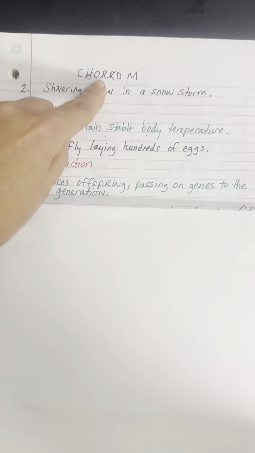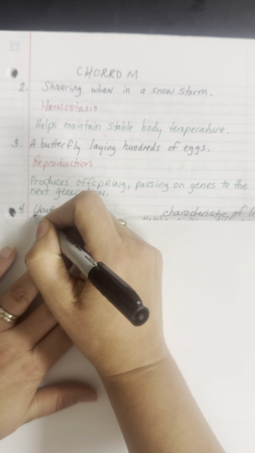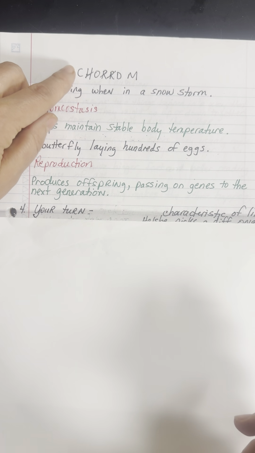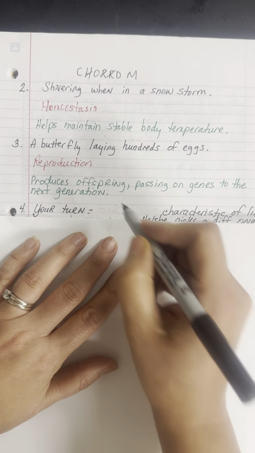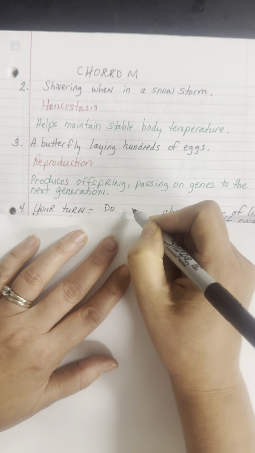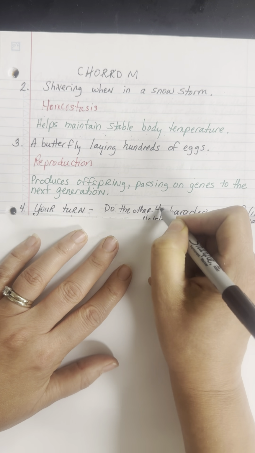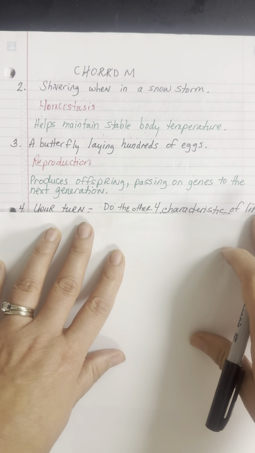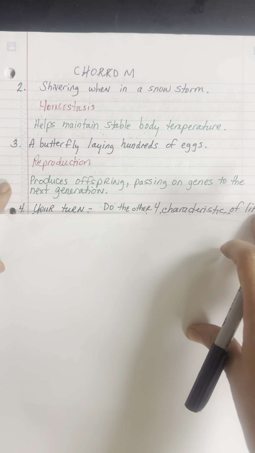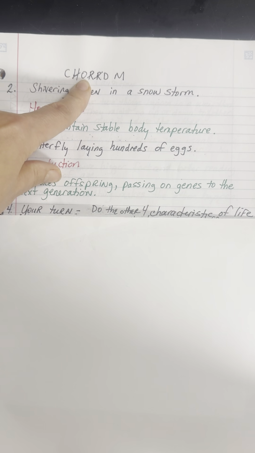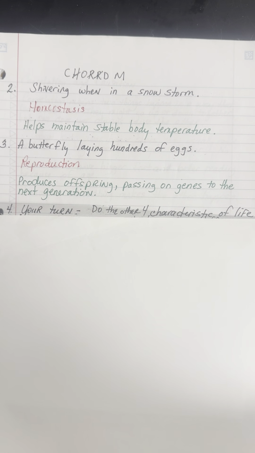That leaves change, order, growth and development, and metabolism. So the next thing you need to do, it's your turn. You have to do 1, 2, 3, 4 on your own. Do the other 4 characteristics of life, just like the pattern that I have here. So you're going to think of a scenario for change, for order, for growth and development, for metabolism.